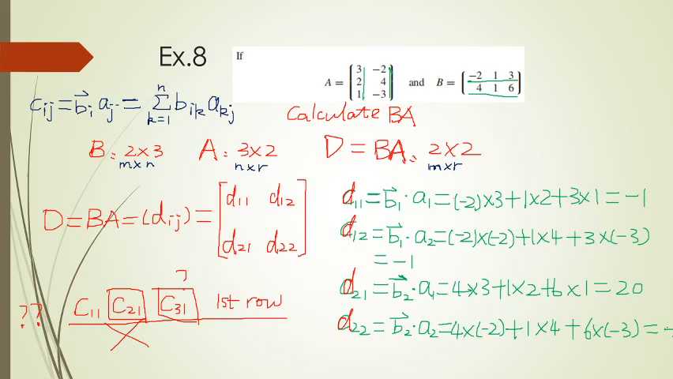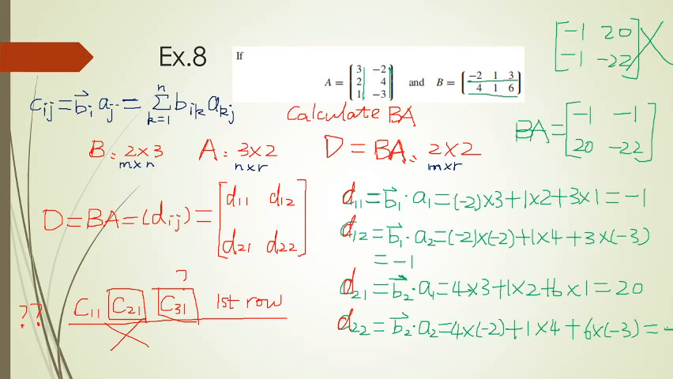What is my matrix D? What is B times A? There is no need to represent D. You just write B times A finally equals D11, here, minus 1. This D12 is here, minus 1, right? D21 is 20. 20 is here. D22 is minus 22. If you write your matrix in this way, then it's wrong. And if your calculation in any entry is wrong, then your final matrix is wrong.